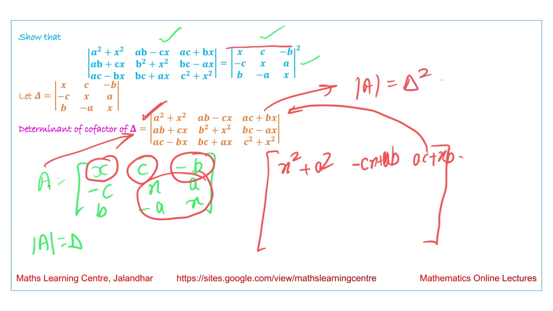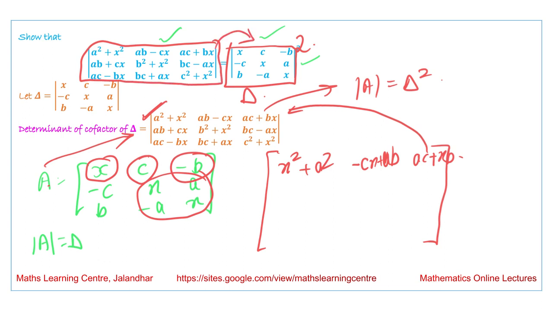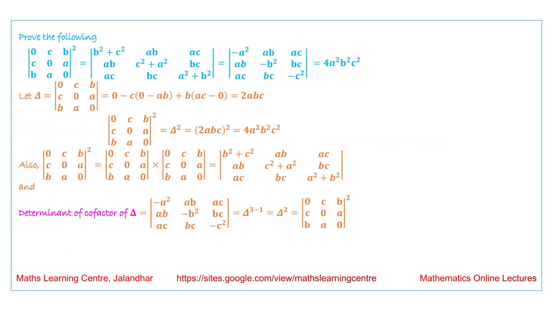We are considering this value, it is delta. We have a square over here, so the determinant of this matrix will be equal to delta square. Next, we have to prove that the determinant square of this matrix is equal to this value, and it is equal to these two values.